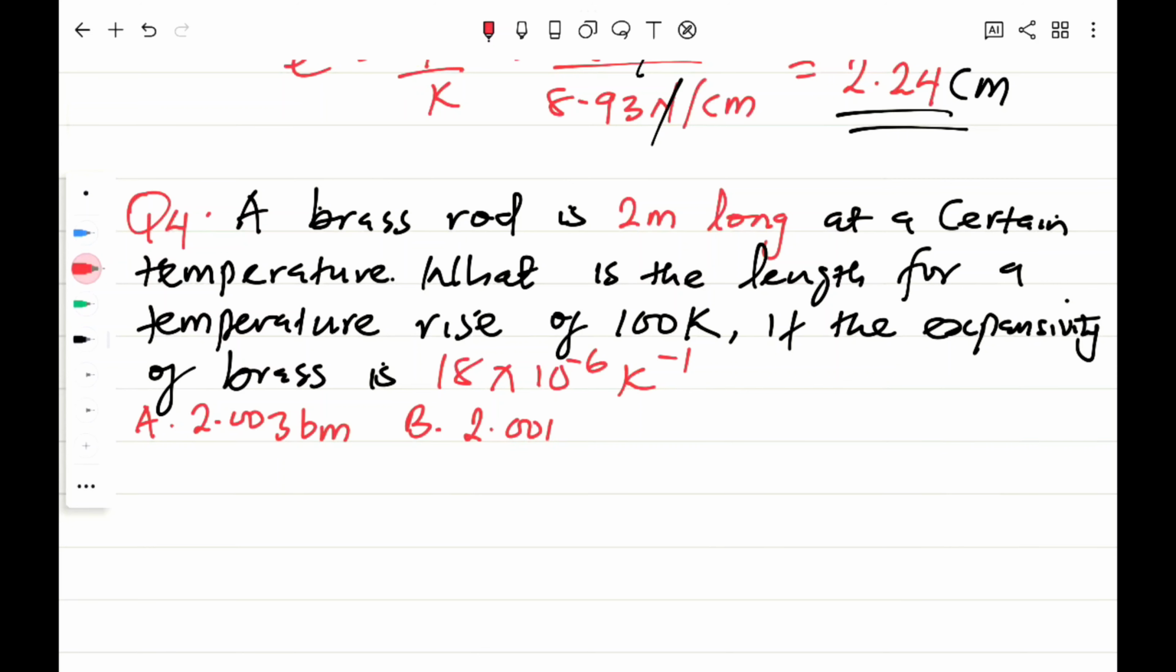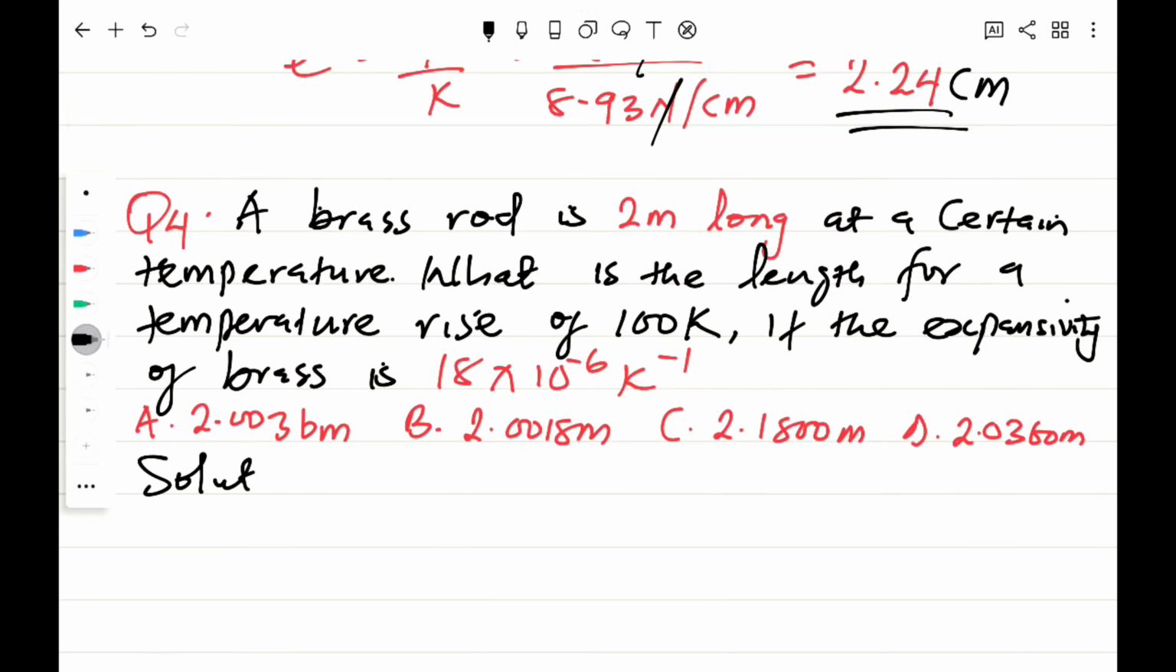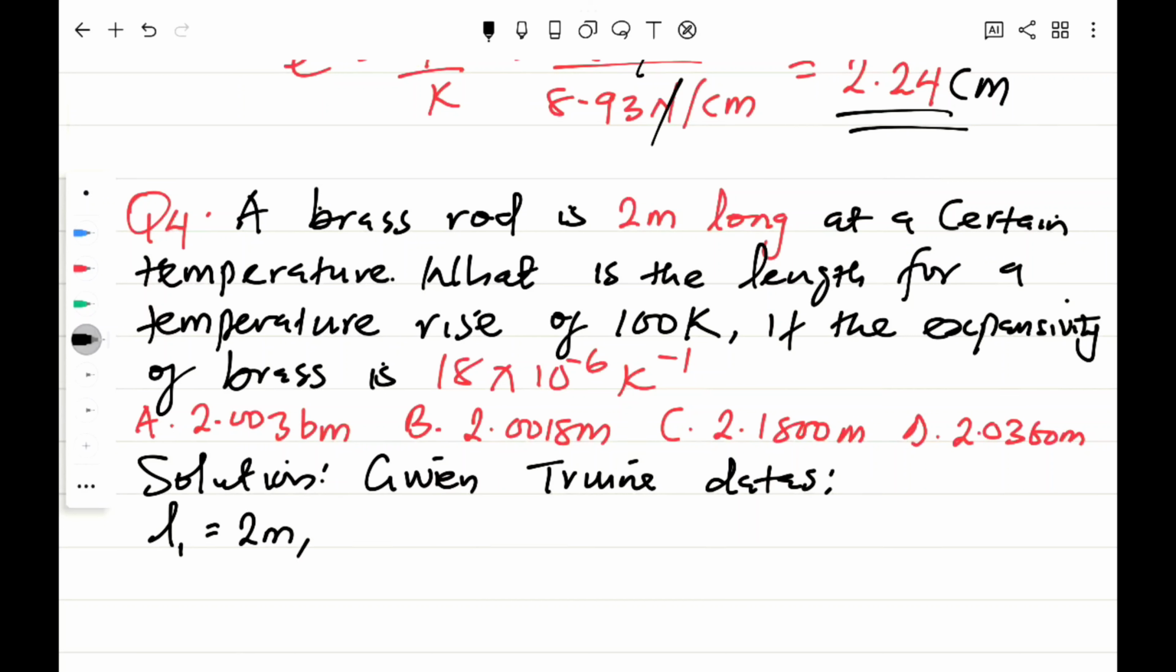What is the length for a temperature rise of 100 Kelvin if the expansivity of brass is 18 times 10 raised to minus 6 per Kelvin? So our triune data as given from this question, you see that our L1 is equal to 2 meters. Of course, then our temperature rise, which is the delta theta, is equal to 100 Kelvin.